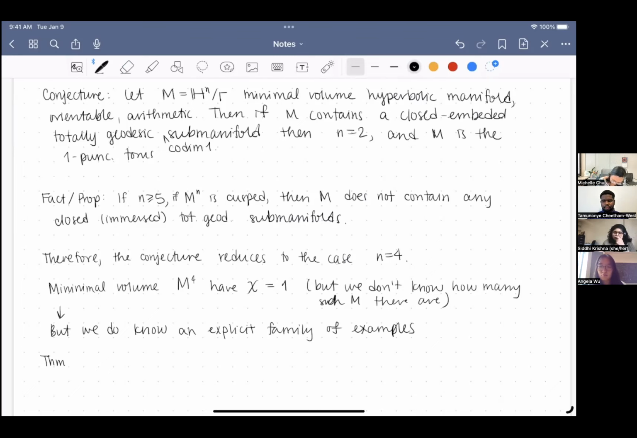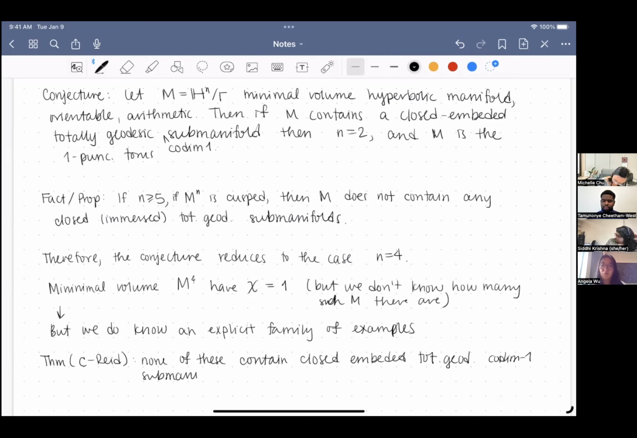And here I'm going to end with this. This is a theorem joint with Alan Reid, that none of these contain closed embedded totally geodesic codimension 1 submanifolds. Note that by none, I mean none of these examples, so not in general. Okay, so it just gives some evidence for this conjecture. And I'm out of time, so I'm going to stop here.